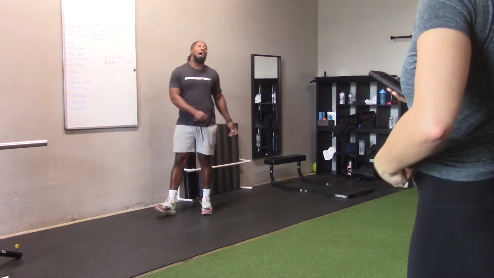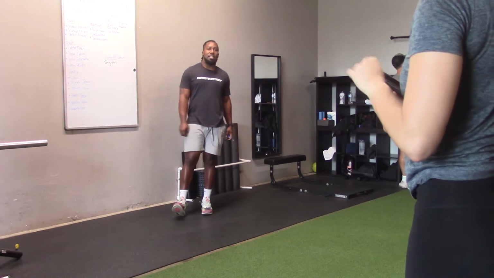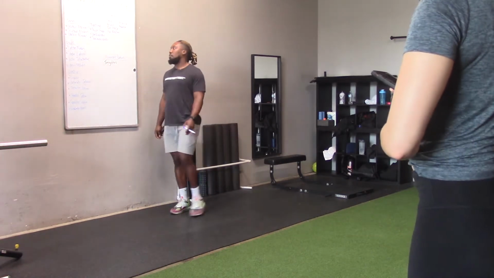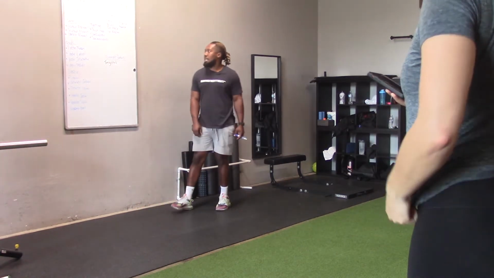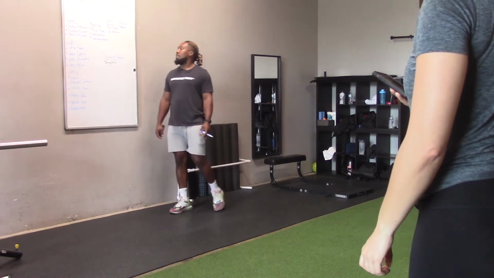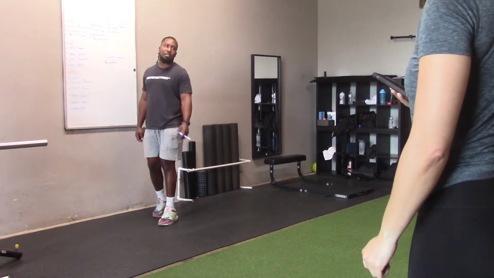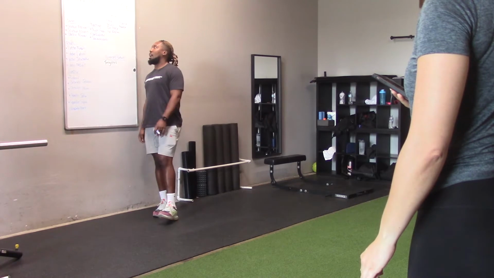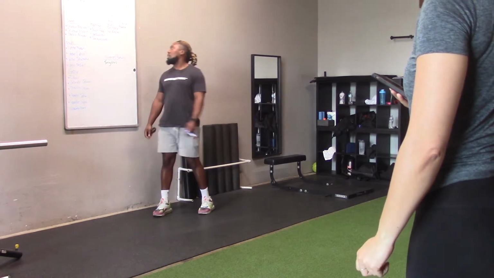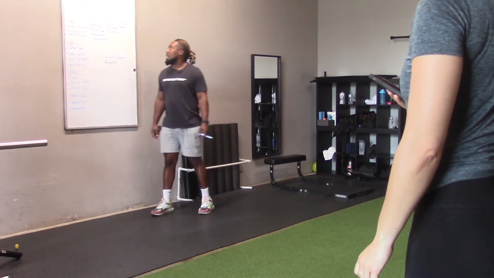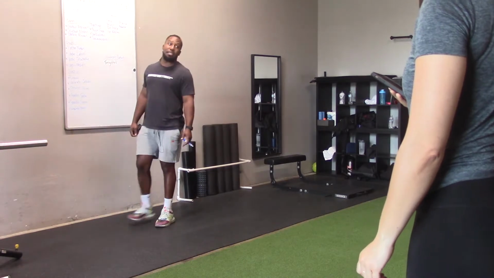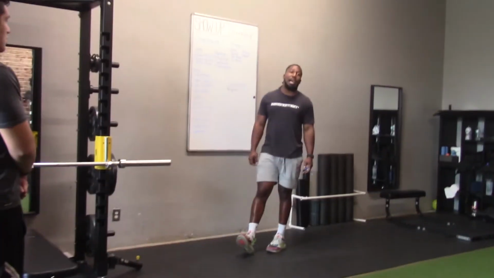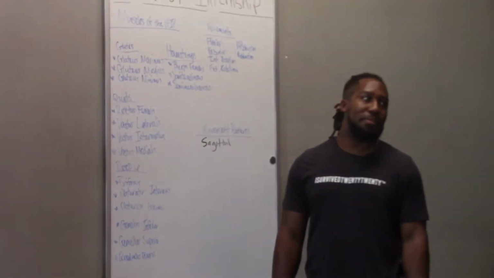Then we have our quads, which are how many muscles? 4. Exactly, 4. We got rectus femoris, vastus lateralis, vastus intermedius, vastus medialis. What about hamstrings? 3. All right, biceps femoris, semitendinosus, semimembranosus. And if the quads are the agonist muscle of an exercise, that means the hamstrings are going to be what?